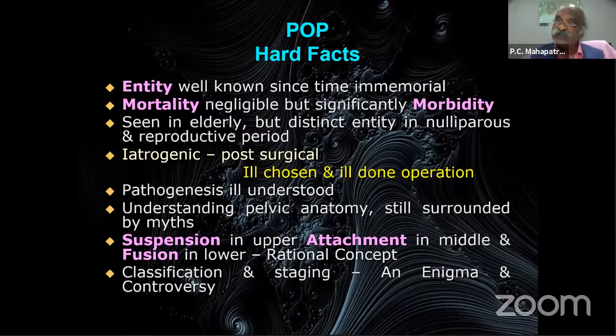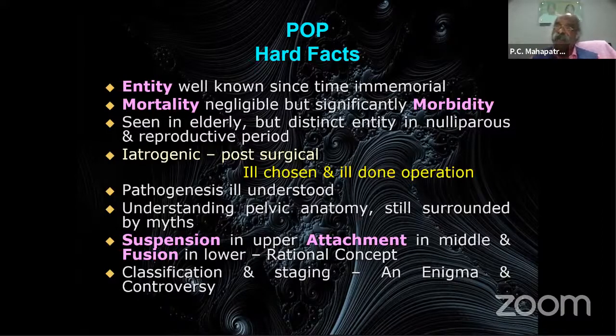But ill-chosen operation: identification of the hernial sac, like the enterocele, the pouch of Douglas, you have not identified it properly during the time of surgery. For that, ill-chosen. And there could be a cystocele, but you have done the other procedures for that. So these are some of these ill-chosen operations.